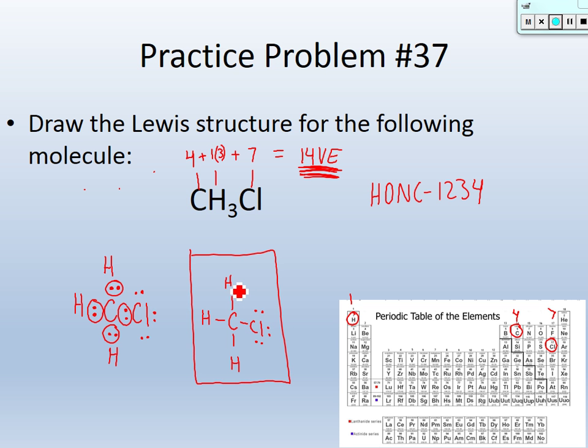Hydrogen forms 1 covalent bond. Each one of these hydrogen has 1 covalent bond. We have a carbon. It should form 4 covalent bonds. 1, 2, 3, 4, and it does. And so the H could also stand for halogens, and chlorine is a halogen, and it forms 1 covalent bond. And so that's your answer.